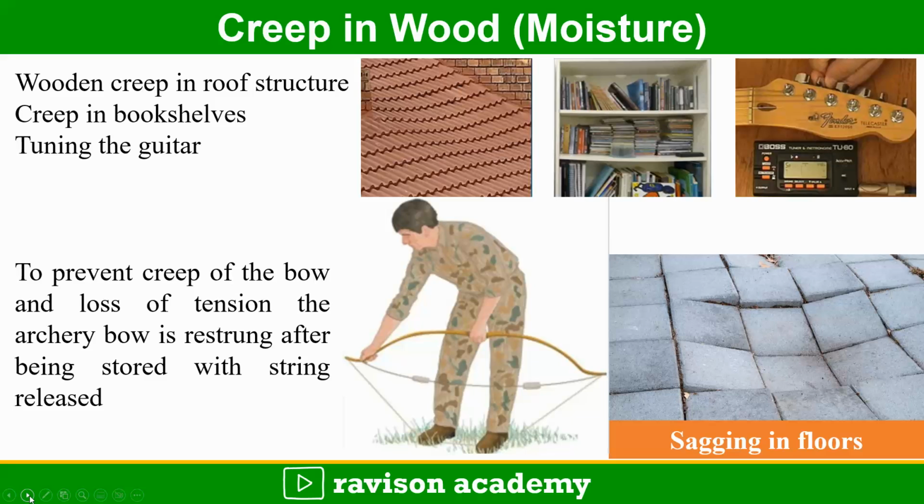So these are some other examples. Wooden creep in the roof structure, creep in our bookshelves due to continuous loading, and also absorbing of moisture, right? Our bookshelf gets sagged. Similarly, tuning of guitar forms the best example of creep in wood.